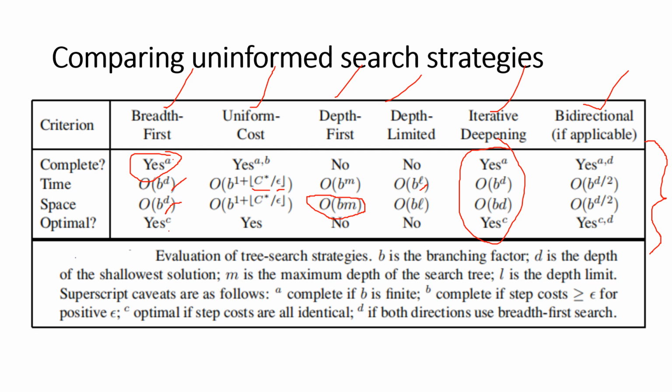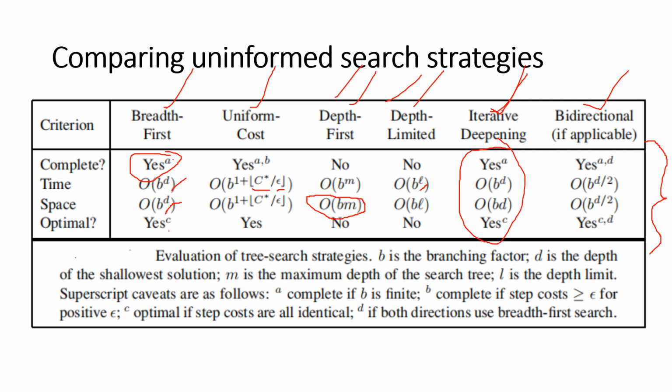So we have compared all these uninformed search strategies. BFS and UCS, that is Uniform Cost Search, are complete and optimal. The condition is there, but in general we can say that these two algorithms are complete and optimal. Then DFS and DLS, that is depth first search and depth limited search, are not complete and not optimal. And IDS, that is iterative deepening search, gives a best trade-off between time and memory.